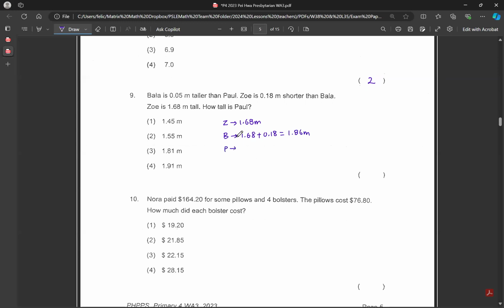Finally, we can find Paul's height. They said Bala is 0.05 taller than Paul. Bala, this one, is taller than Paul. So Paul is shorter. So since Paul is shorter, I have to use Bala's height minus 0.05. So Paul is 1.81 meters. So option 3.